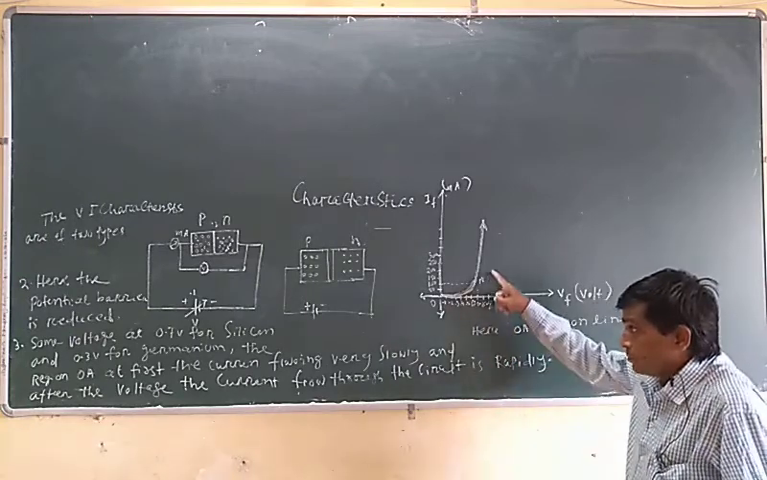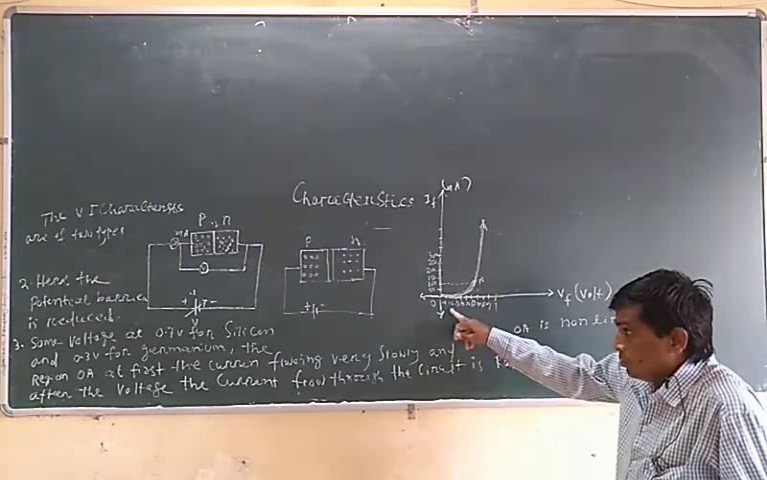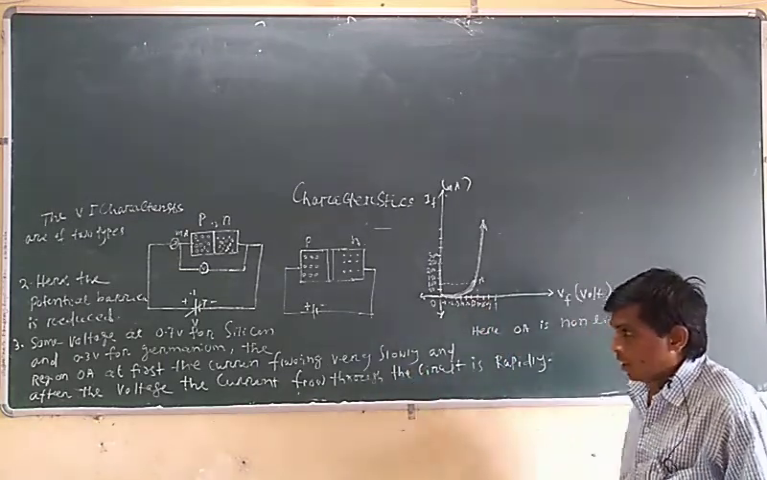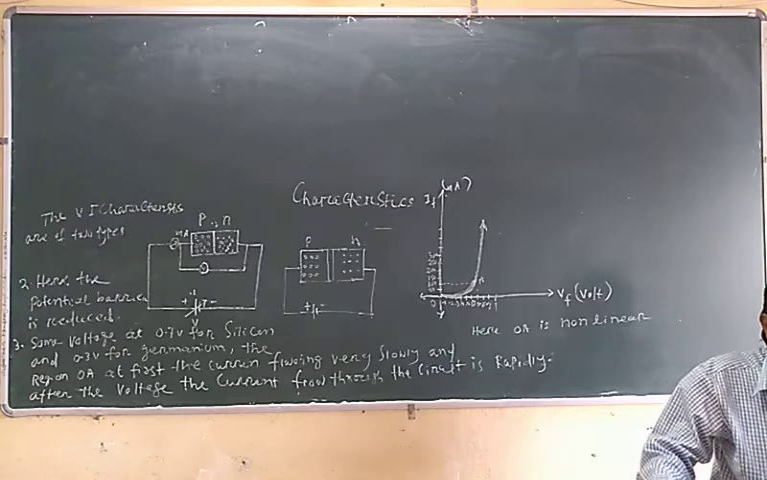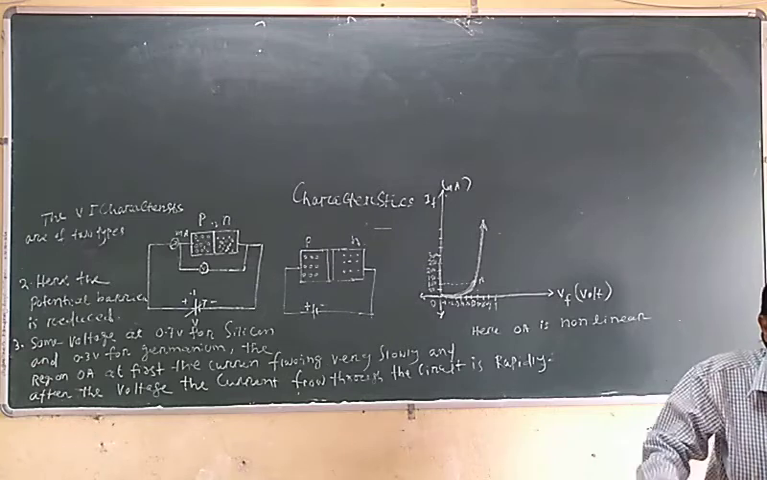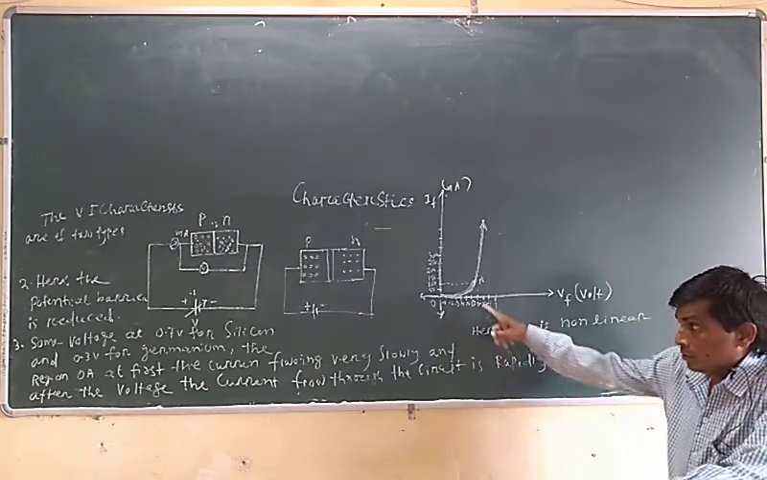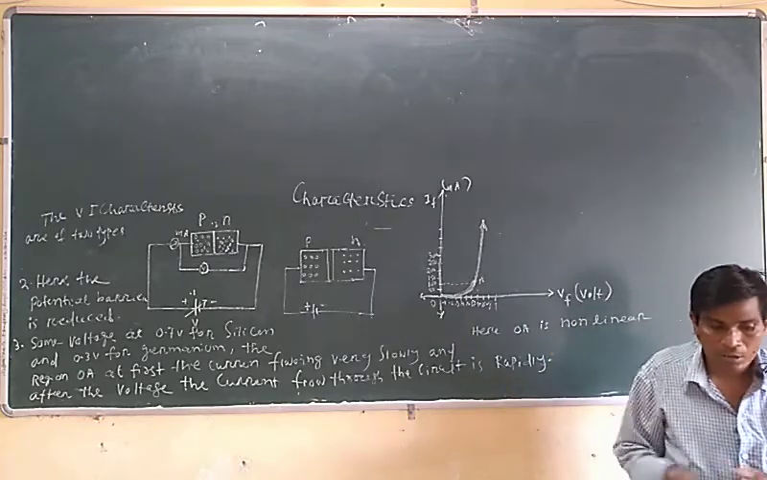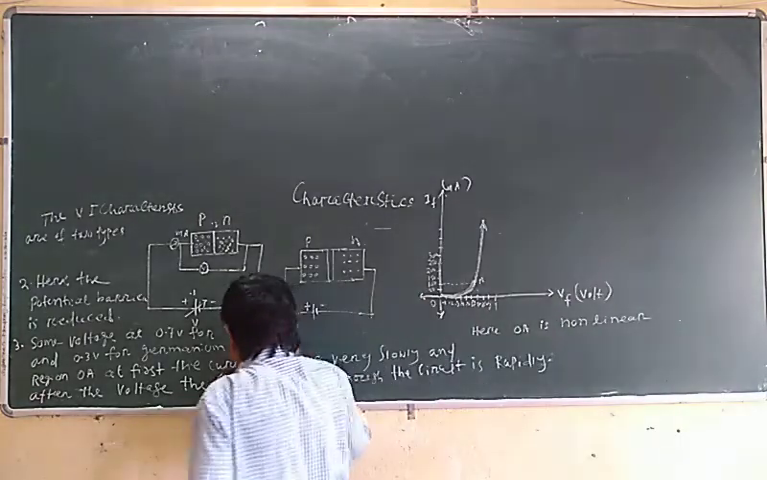So this is the forward biasing characteristics. The voltage reaches 0.7 in case of silicon and 0.3 volt in case of germanium, the barrier potential is eliminated and the current flows through the circuit. So this is the forward bias of a diode. Then again we discuss the reverse bias case.